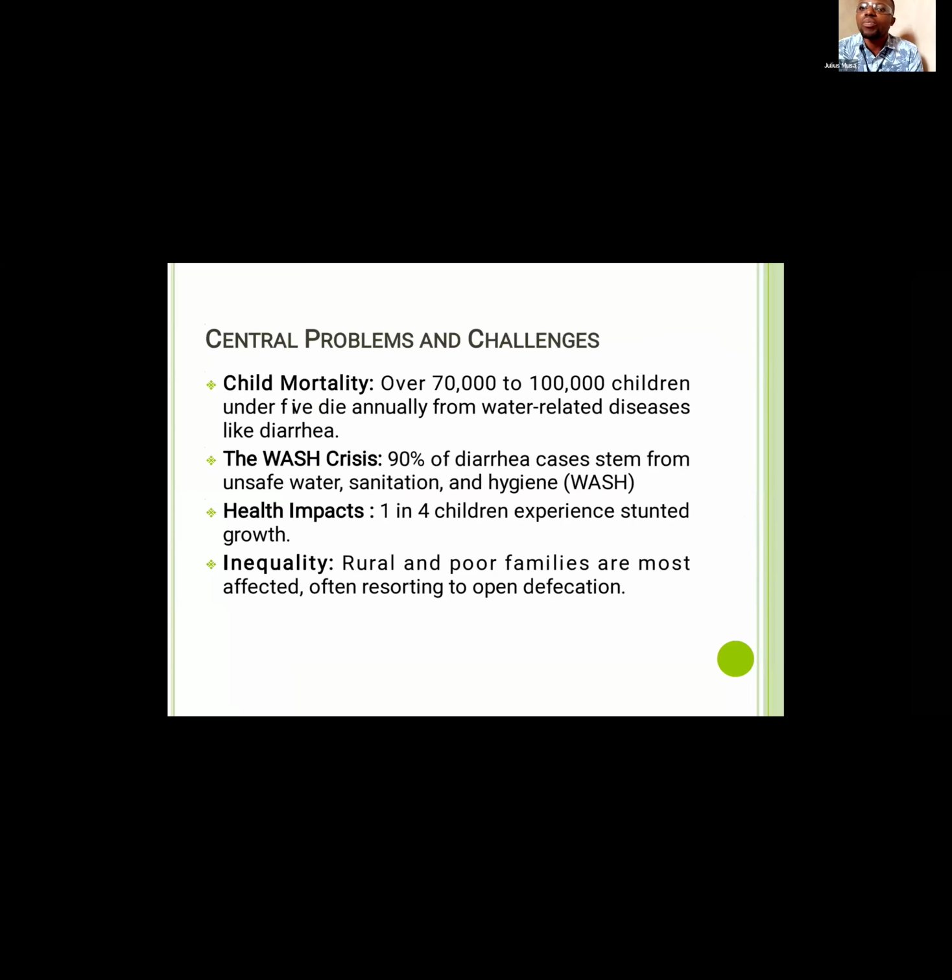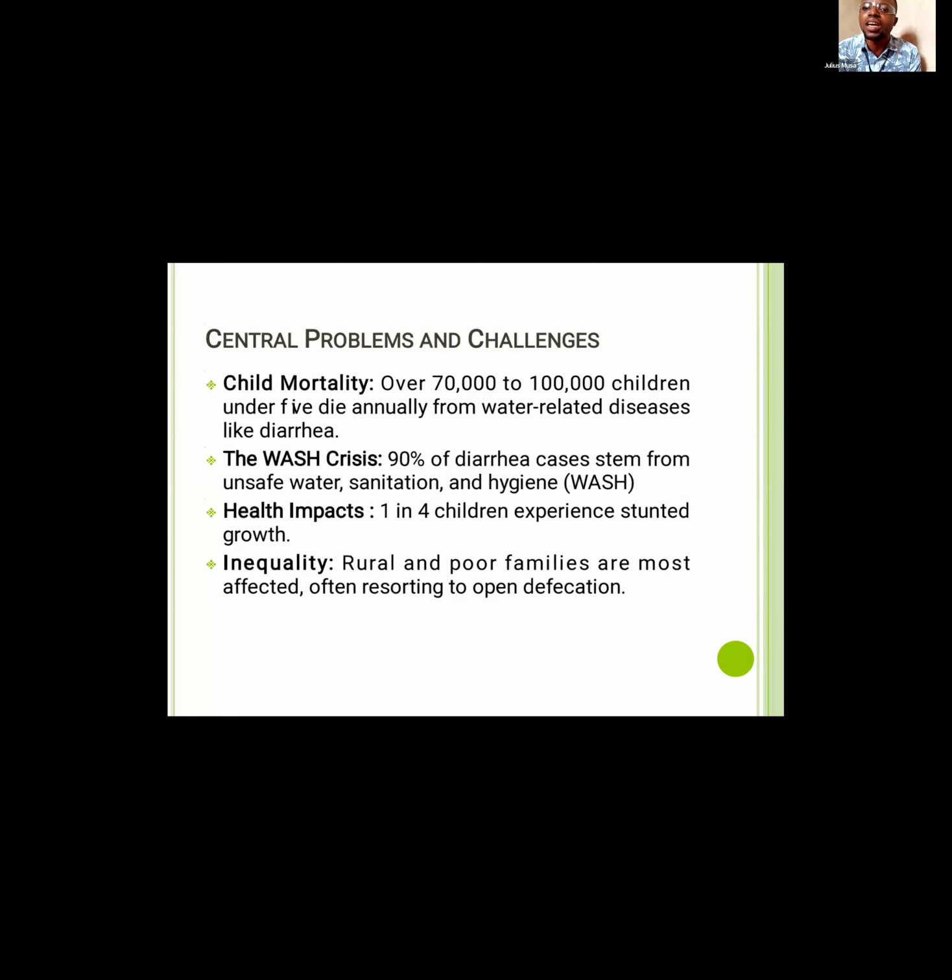Now, what are the central problems bedeviling the Nigerian environment when it comes to water resources? We have child mortality, as I've earlier stated. You could see statistics of 70,000 to 100,000 children under 5 dying annually as a result of water-related diseases like diarrhea, as mentioned. Then we have the water, sanitation and hygiene crisis, given that 90% of diarrhea cases stem from unsafe water, sanitation and hygiene. You could see this is a problem in the Nigerian environment. What about the health impact? You could see that 1 in 4 children experience stunted growth. This is another problem of deficiency of water or water deterioration by human activities.